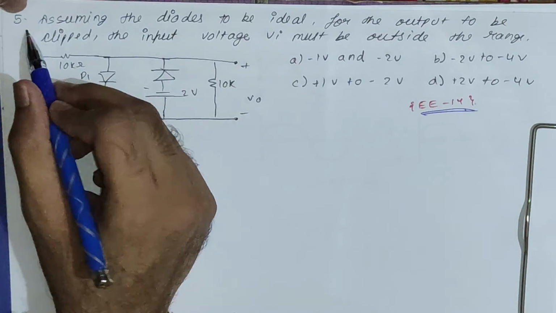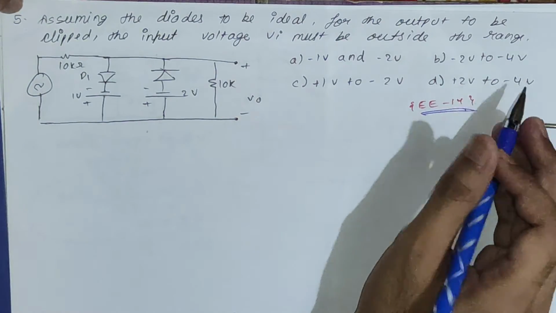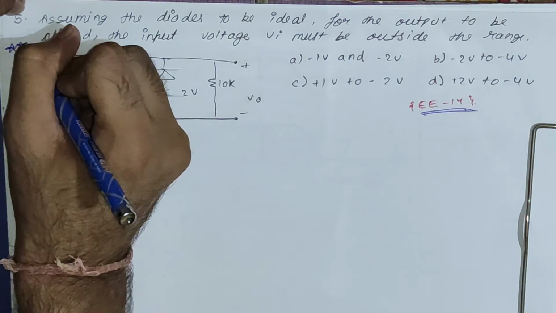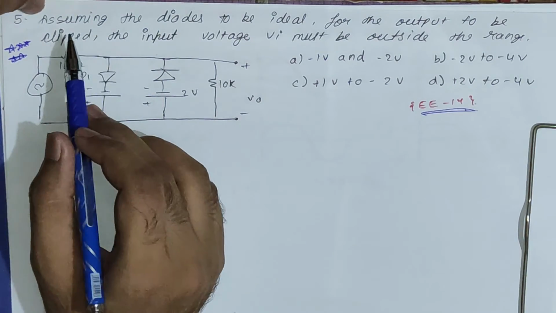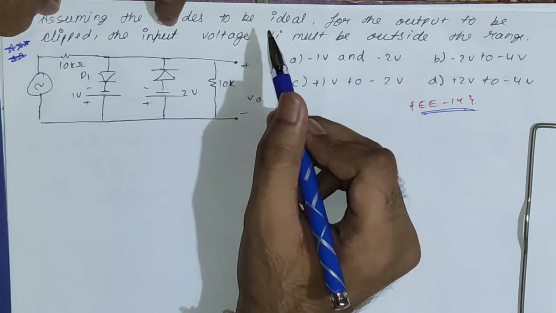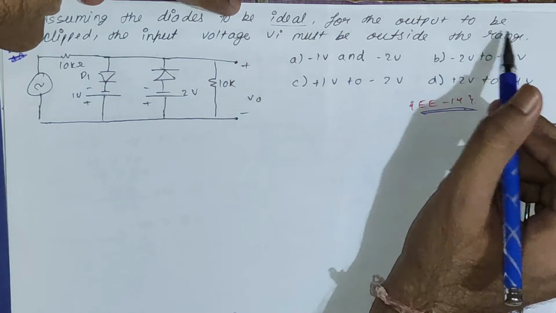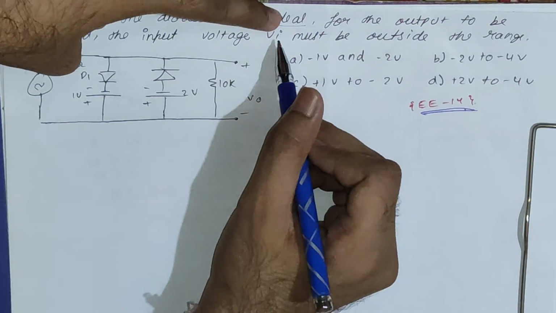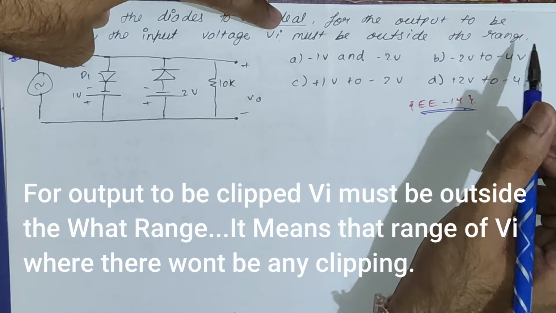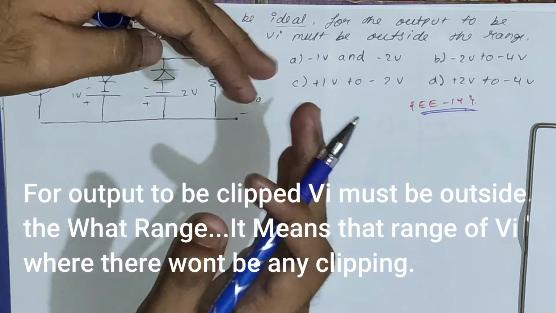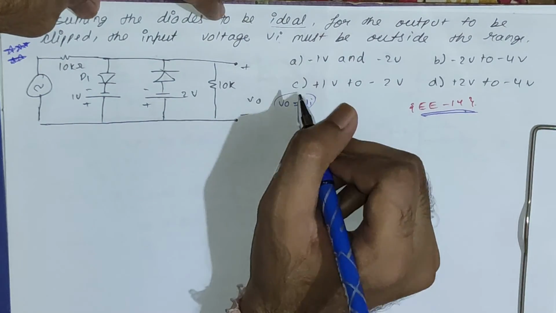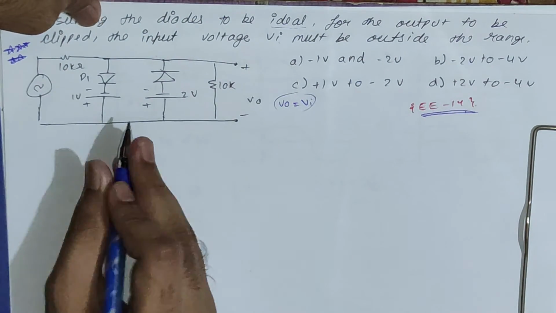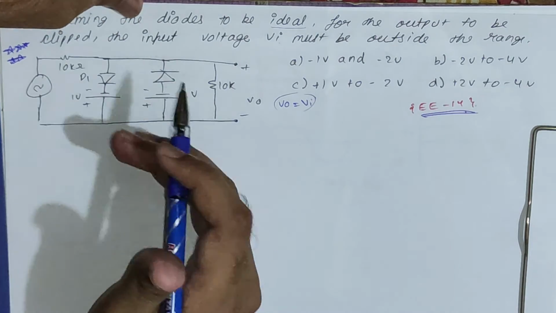Now let's take this sum, which is from EE 2014 and is a 5-star sum. This is the toughest sum which has been asked in the GATE exam. This question assumes the diodes to be ideal. For the output to be clipped, the input voltage VI must be outside the range. Basically we have to figure out the condition at which there won't be any clipping. This sum is similar to the previous one, just with an extra branch here.